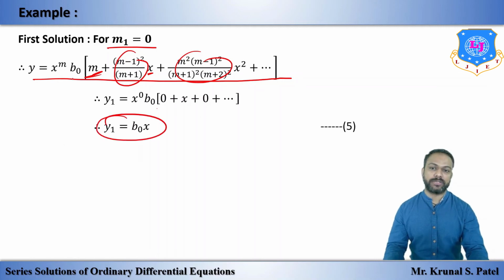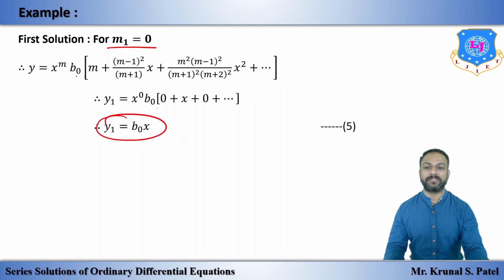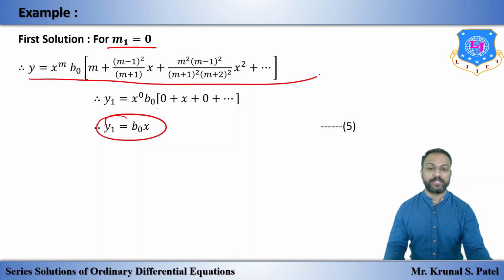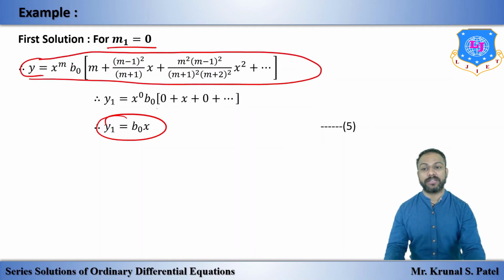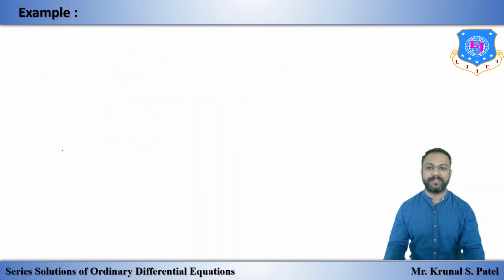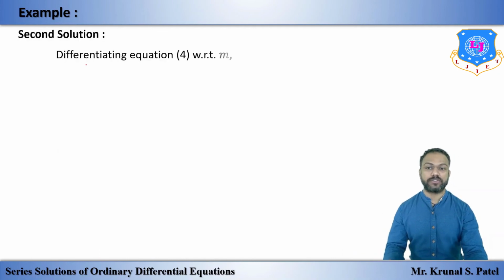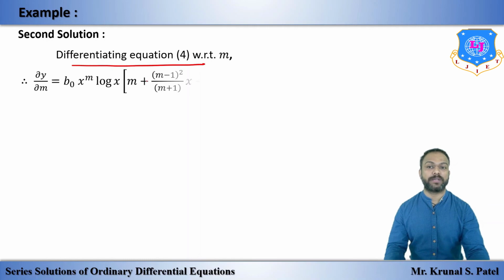Now for the second solution, we have to differentiate this y. This is the big y that we have to differentiate with respect to m. Consider x as constant because it is a partial derivative. Okay, so we have the second solution. I'm just taking it to the next slide. So we have the second solution, differentiating equation 4 with respect to m. Okay, so this is our equation number.